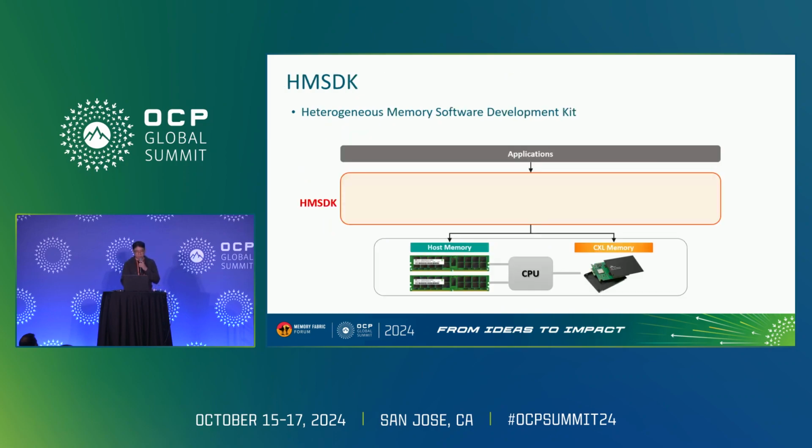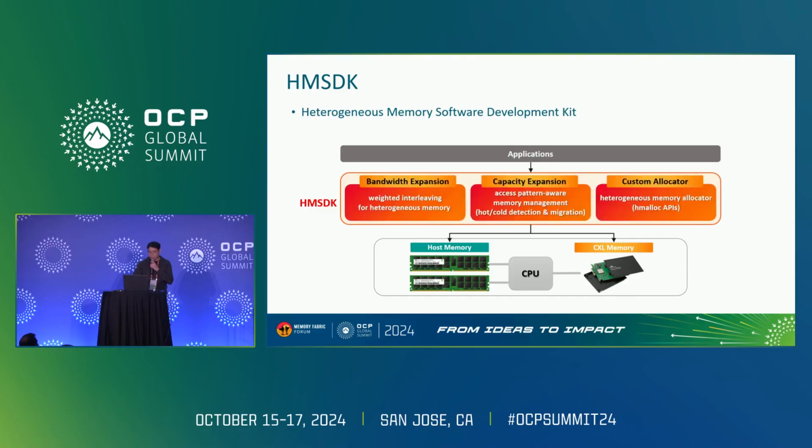HMSDK stands for the Heterogeneous Memory Software Development Kit, and it provides three different modes. The first one is bandwidth expansion, the second is capacity expansion, and the last is a custom allocator. I'll go one by one.